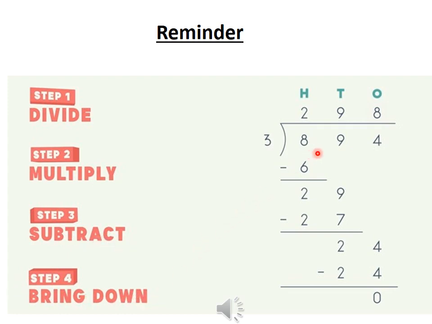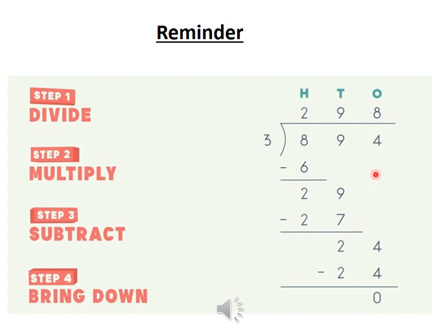Now we have 894 divided by 3. You take the 8. You ask, 3 times how many equals 8? 3 times 2, so you put 2 above the 8. 3 times 2 equals 6. 8 minus 6 equals 2. Now you bring down the 9. So you ask, 3 times how many equals 29? 3 times 9. You put the 9 above the 9. 3 times 9, you multiply, equals 27. Now you subtract: 29 minus 27 equals 2.